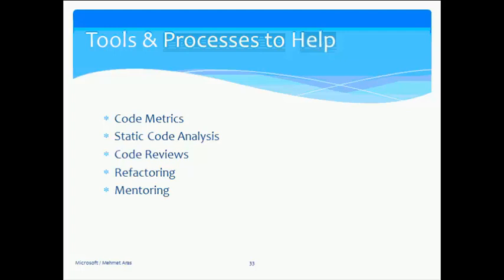So, code metrics, I mentioned this before. When I look at a piece of code, is there something that summarizes whether the code is flexible or not, maintainable or not? Is there some sort of calculation that, without me making my own decisions, gives me indications?